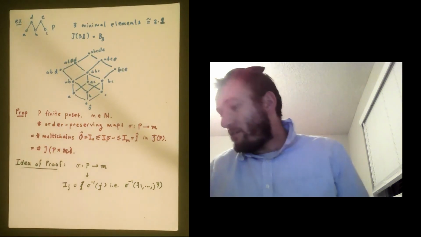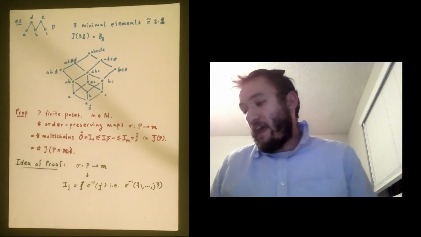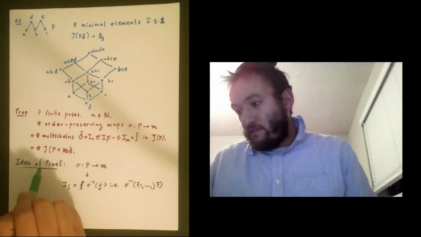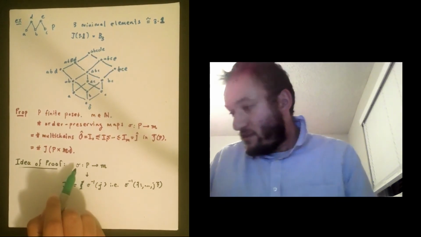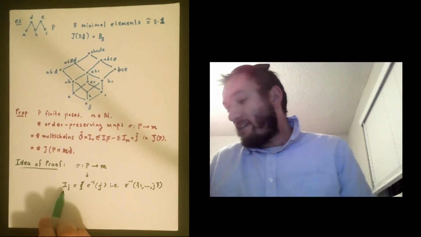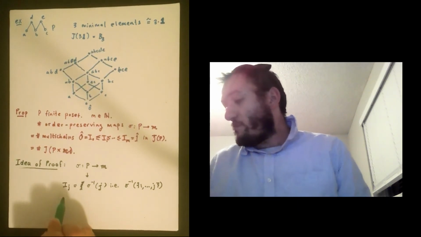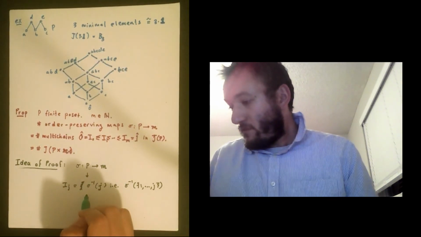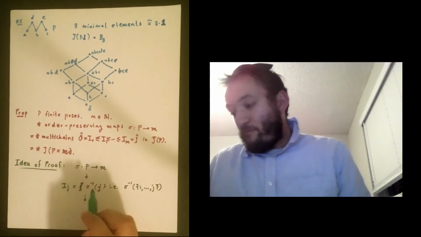But we were in the middle of discussing the idea of the proof of this equation of order-preserving maps, multi-chains, and this lattice of order ideals. The idea of the proof is basically to start with a function, an order-preserving map from P to M, and then you send it to a multi-chain of ideals where each Ij is just the preimage of the chain 1 through j under the map sigma. Okay, and then we just need that to map to an order ideal of P cross M minus 1.